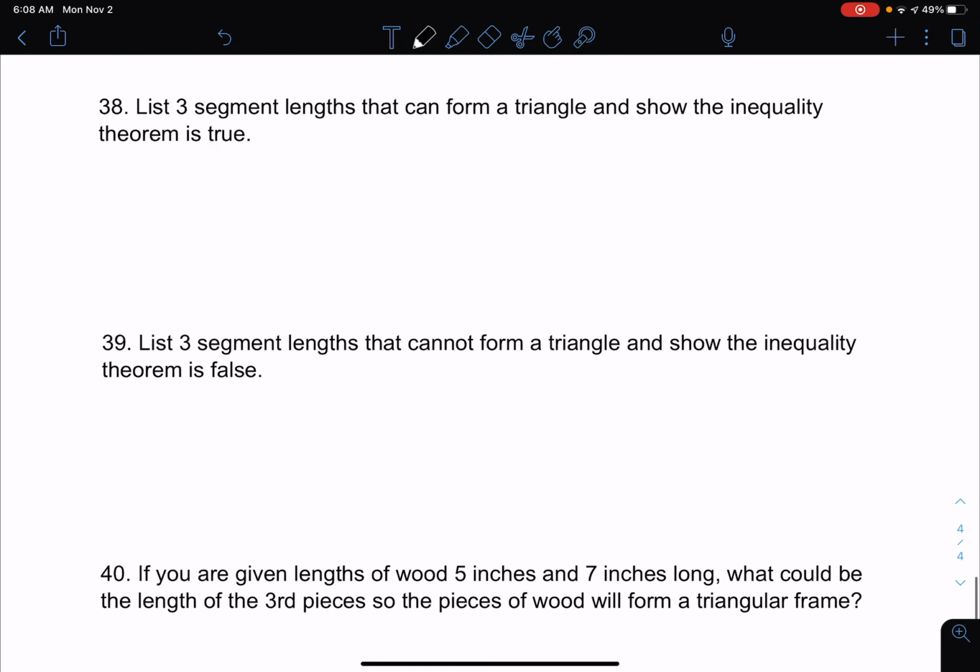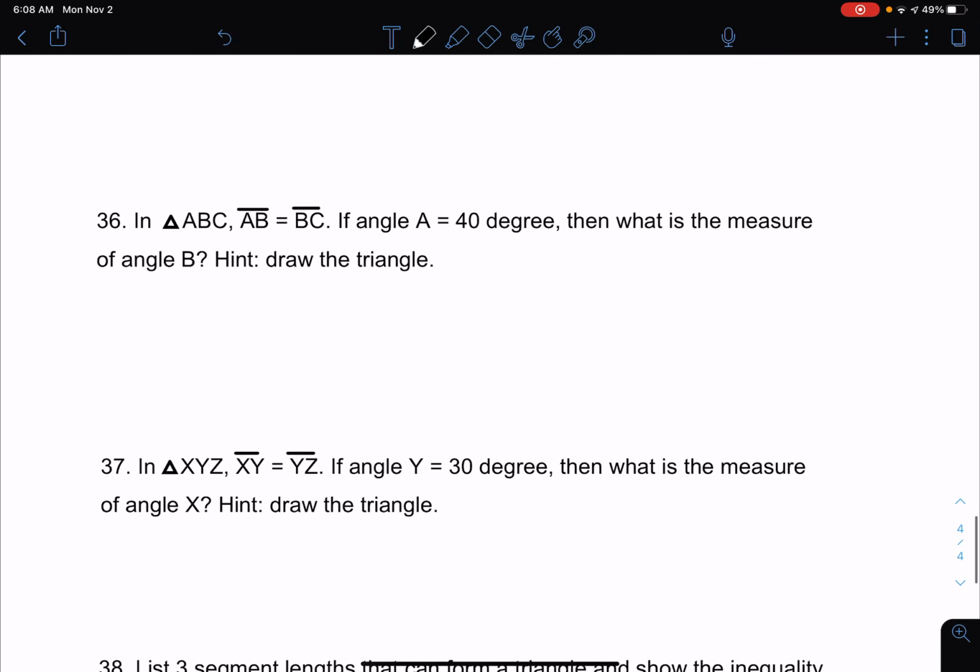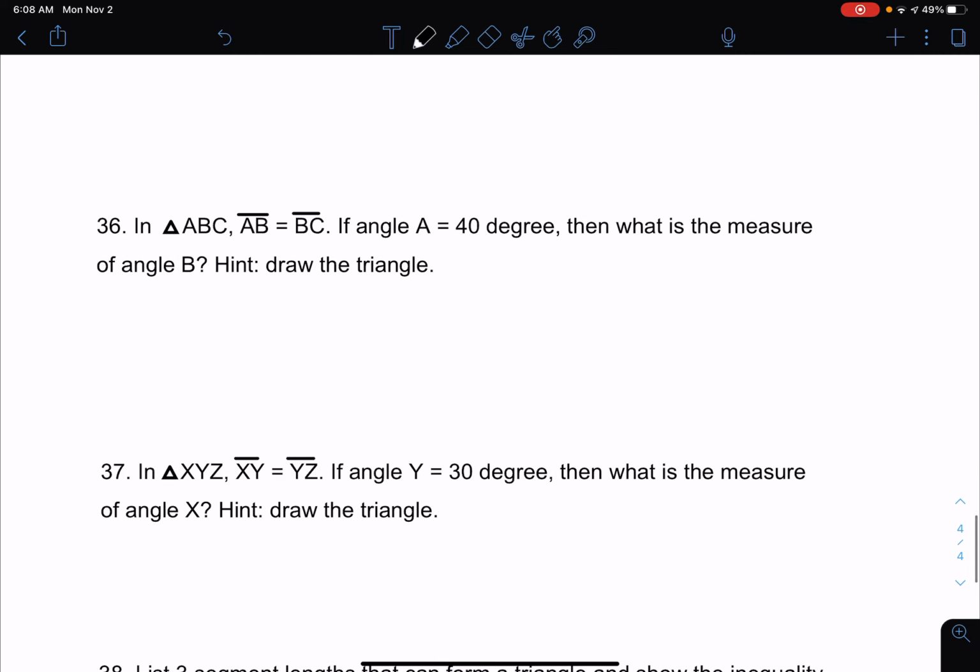All right, I'll do two of these, and then we'll be done. So in triangle ABC, what we're going to do is literally draw a triangle ABC. And it says, okay, this is very important, it says AB is equal to BC. So I'm going to have two side lengths that are the same. Okay, so let's draw a triangle with two side lengths that are the exact same. So this guy is equal to that guy.